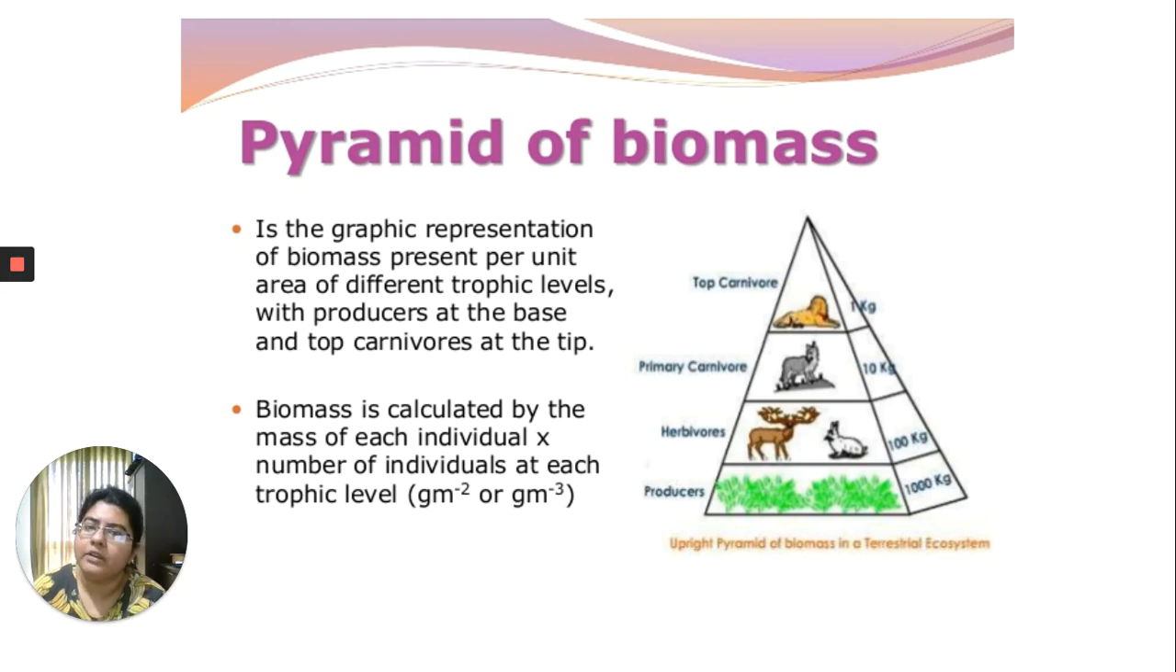And how to calculate this? You calculate the mass of one individual multiplied by how many individuals like that are found in that area. So if there are 10 deer, and deer are primary consumers, whatever is the mass of one deer, you multiply it by 10. That is the biomass of the deer per unit area in a habitat or in an ecosystem. It's mostly calculated in units of grams per square or per cubic meter.